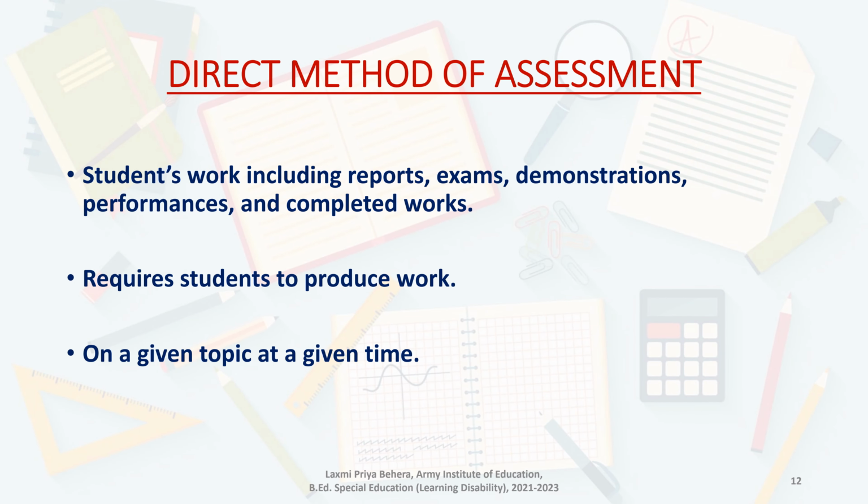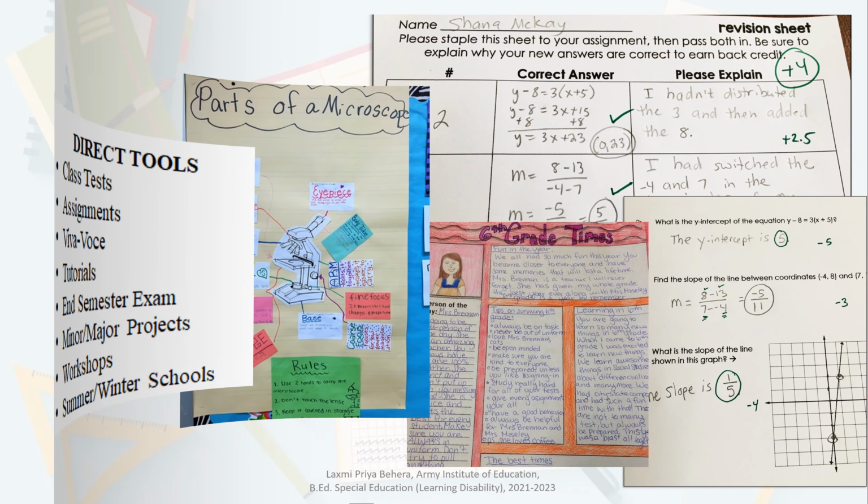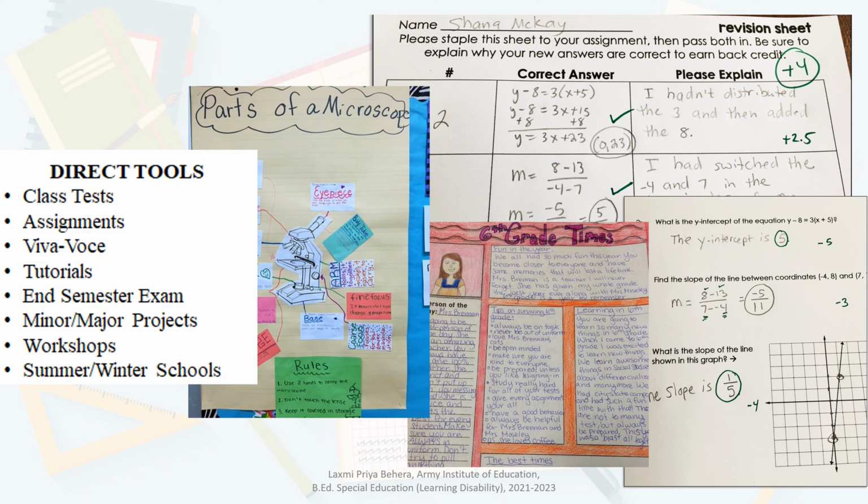Direct method of assessment is based on a sample of actual student work, including reports, exams, demonstrations, performances, and completed works. It requires students to produce work so that reviewers can assess how well students meet expectations. For example, pre and post tests, multiple choice test questions, essay test questions, case studies, presentations, etc. This slide shows different direct methods of assessment.